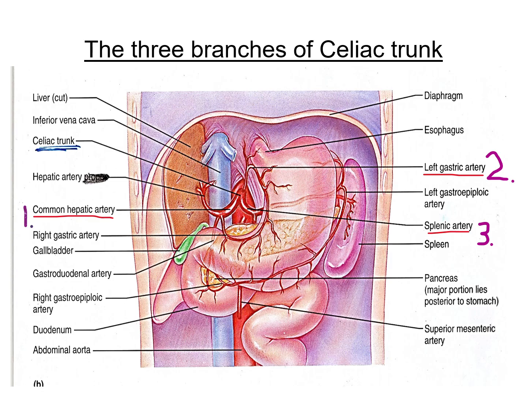So you have that celiac trunk that we talked about in the previous slide, where we have the hepatic artery, the common one, a gastric artery, and the splenic artery. Those are the three major branches coming off of this trunk that's coming off of the abdominal aorta.